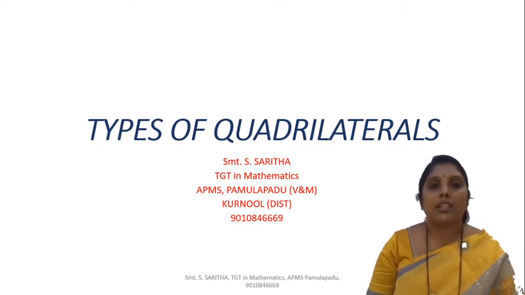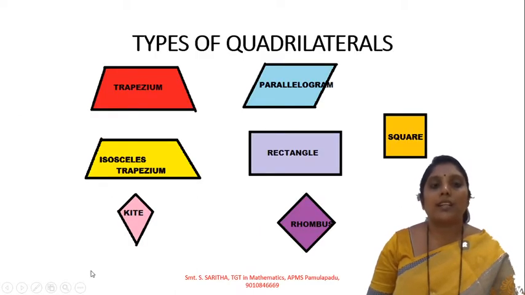Now, about the types of quadrilaterals, basing on the nature of the sides and angles, a quadrilateral may be defined as different names. Here, observe the quadrilaterals in this figure. These are all quadrilaterals, that is, all are four-sided figures. But they are named differently. Basing upon the nature of the sides and angles, they are named in different ways: trapezium, isosceles trapezium, kite, parallelogram, rectangle, rhombus, and square.